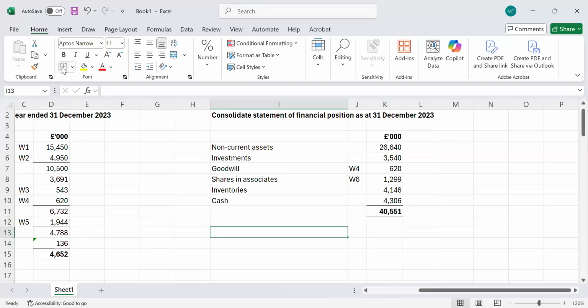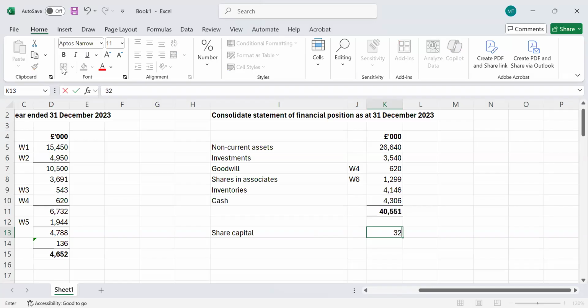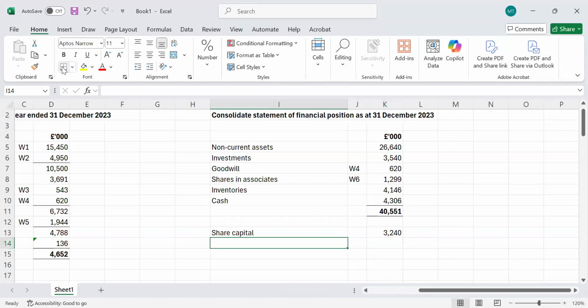The second section is the equity and liabilities. Right. So share capital to begin with. And according to IFRS 10, we only outline here the parent's share capital, only Forest. So Forest share capital is 3240. Right. We will then look for retained earnings.